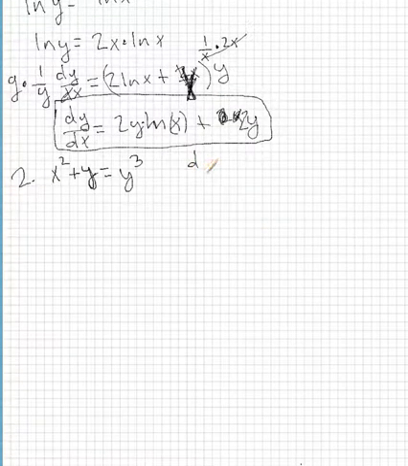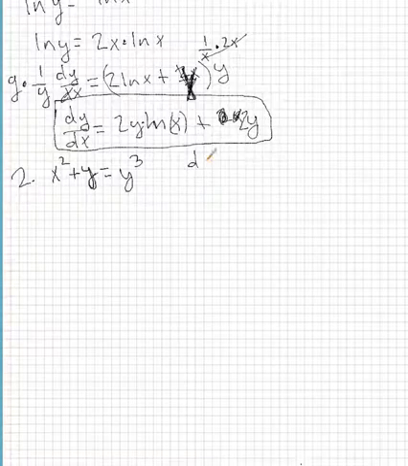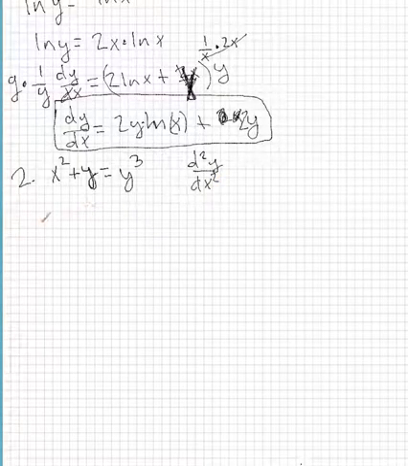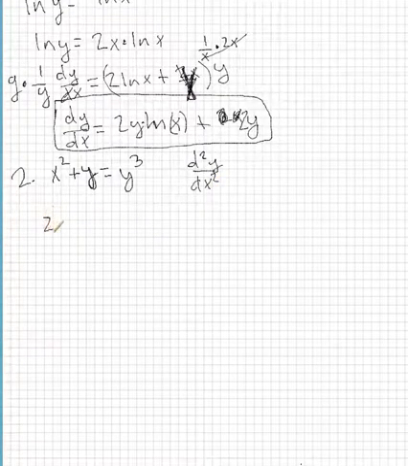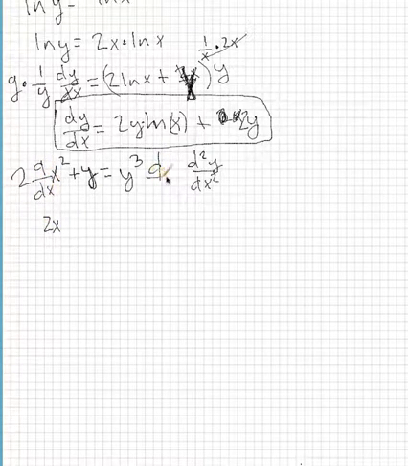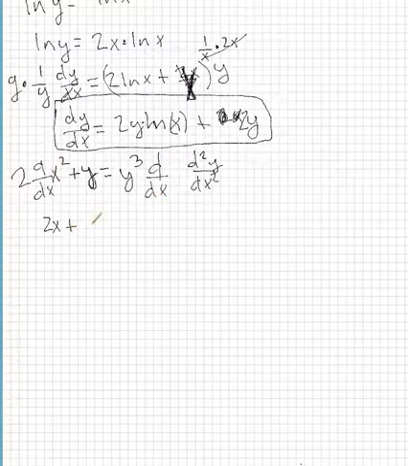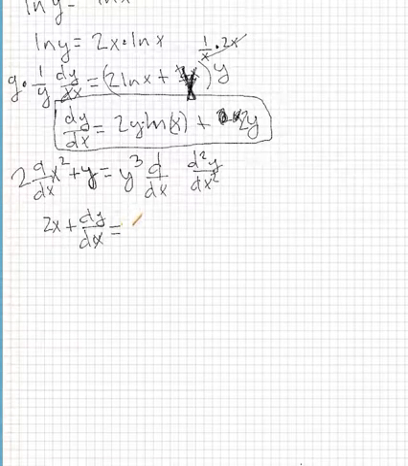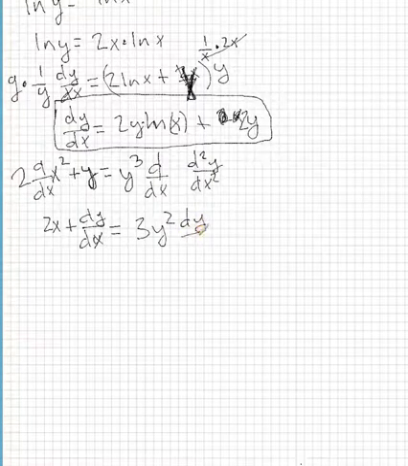So here we're trying to find, I think it was dy/dx, right? The second one. So what we're going to do is take the derivative of both sides with respect to x. d/dx, d/dx. The derivative of that is 2x plus dy/dx. So it's just 1 times dy/dx, and it's 3y squared dy/dx.